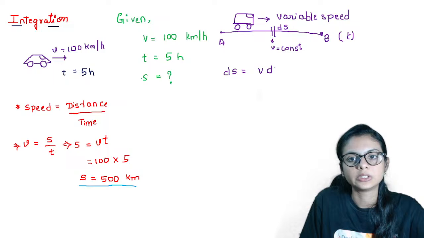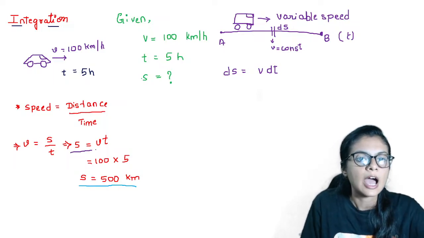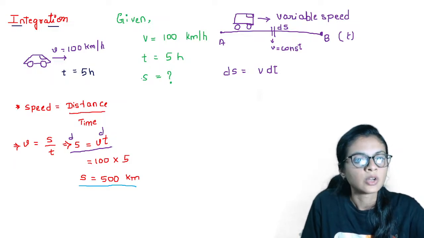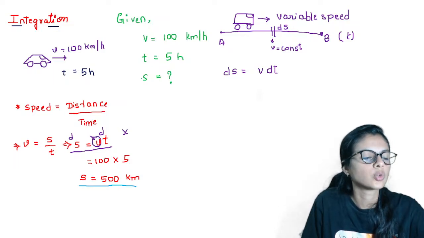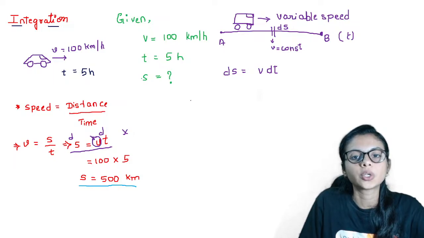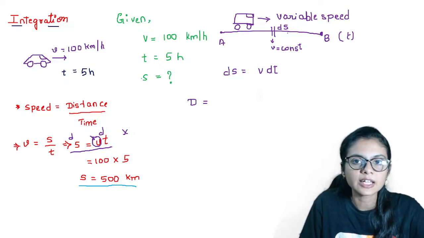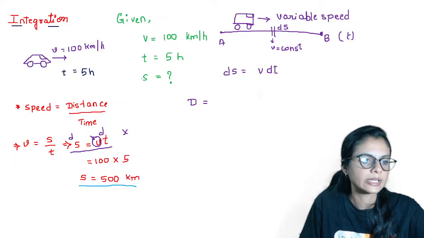I'm not getting. V into dt. dt is nothing but a small time interval. I am now considering a small distance in a small time. Only at that point v will be constant. If I consider this equation, it will not work because v is not constant throughout the journey. Done. So now if I want to get the total distance, how should I get it? By this I will get the value of ds, which is a very small distance.